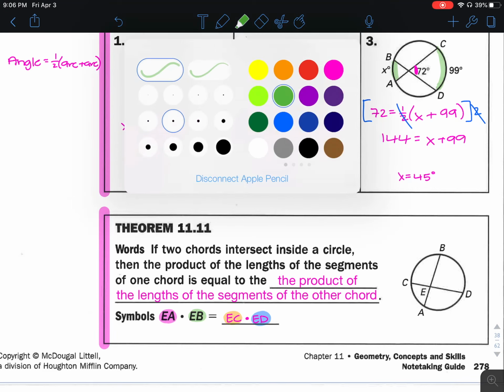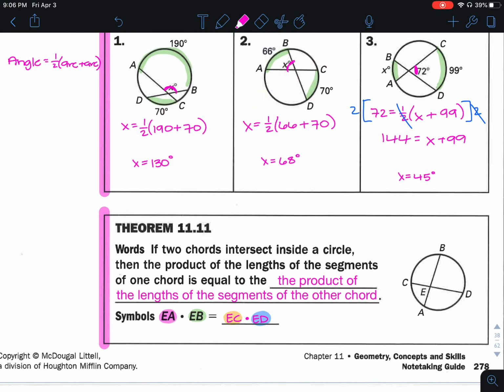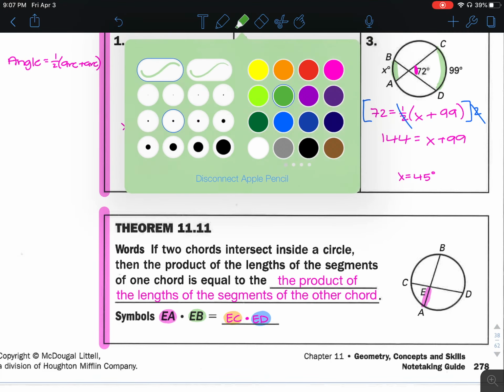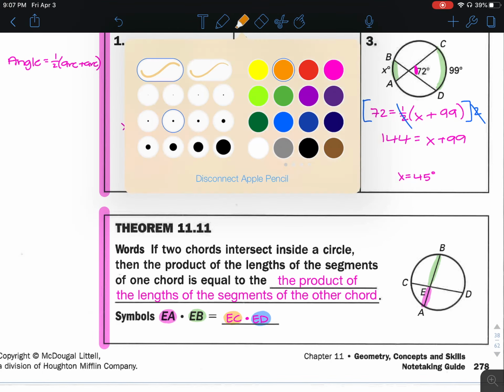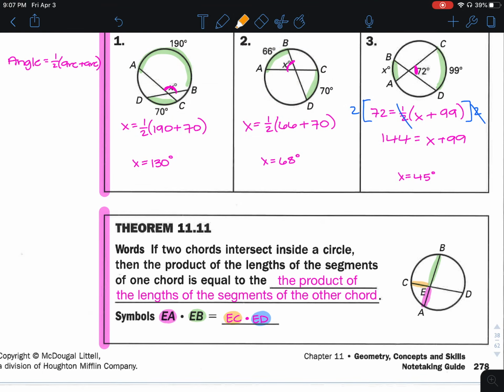And I'm going to highlight what I'm talking about. So AE is this part here times EB. Notice that the green and the pink combine together to form a chord or one straight line. Okay. And then I have EC, which is this one here, times ED. Again, if I look at my orange and my blue, they form one straight line.